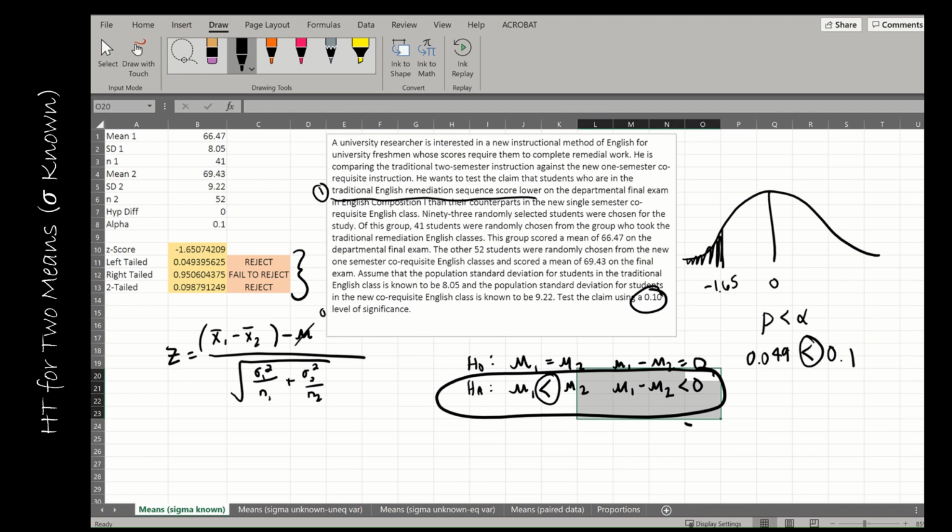So when we're dealing with 2 samples, again, we're saying, is there a significant difference? And in this case, yes, there is a significant difference. I'm saying that the people who took the 2-semester remediation class didn't do as well as this new class that has a co-requisite English class.